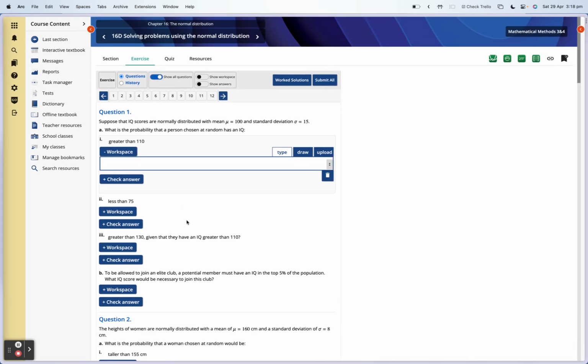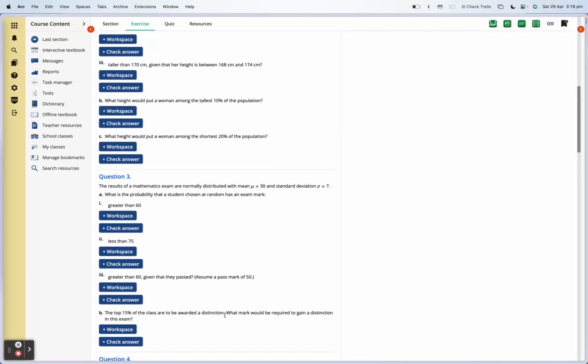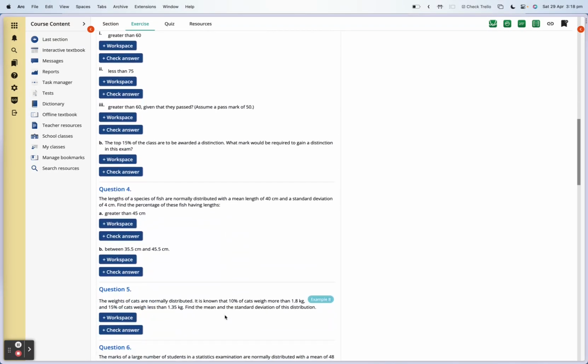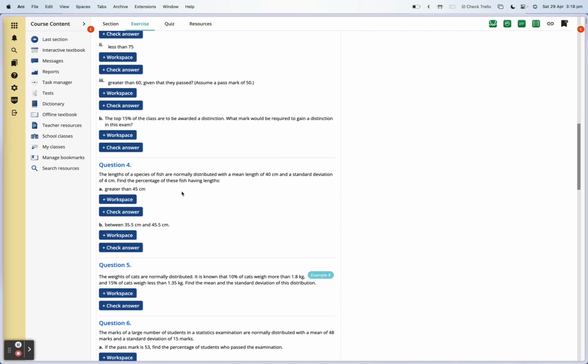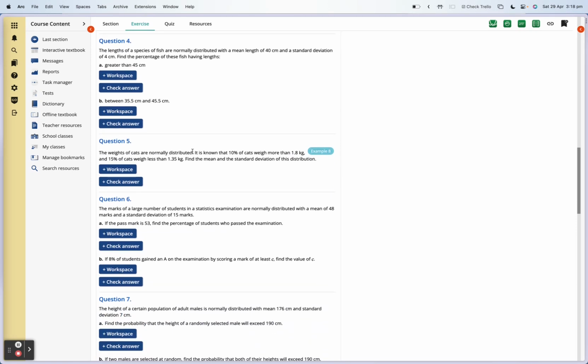Question 2 is just normal distributions as well, but asks you to consider what the tallest 10% might mean, what the shortest 20% might mean. If I look at question 4 here, we've got between two values, just another normal distribution. Question 5, really quite short, but it's asking you to find the mean and standard deviation of this distribution. So that uses that different skill set that we looked at not so long ago.